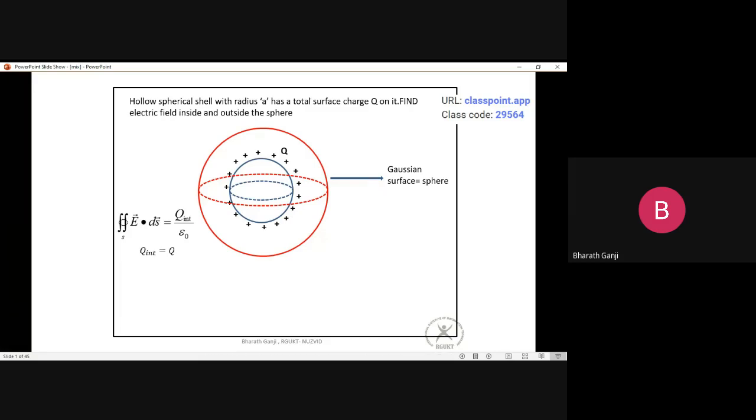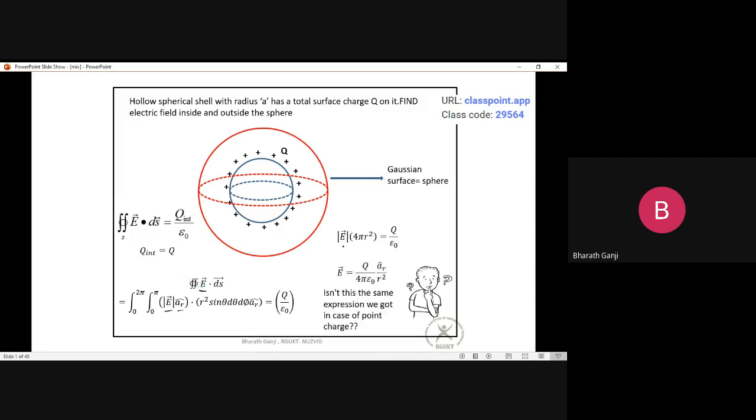So we choose a spherical surface. What is the total charge present inside the Gaussian surface? The interior charge is nothing but capital Q. So you can substitute that and perform the flux integration. If you take the integral of E bar, the magnitude times a_r cap, and because it's a constant you can bring it outside. Doing the remaining integration, you get 4 pi r square. So you get the expression: electric field is q by 4 pi epsilon naught a_r cap by r square.